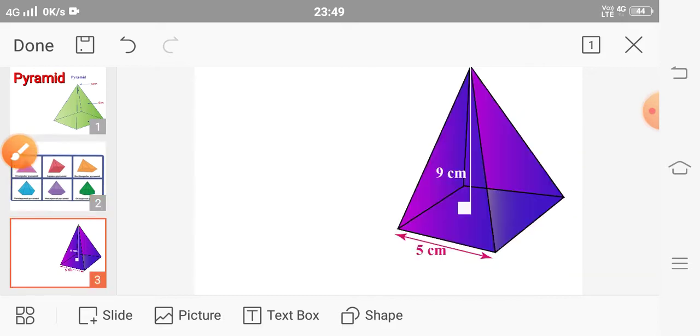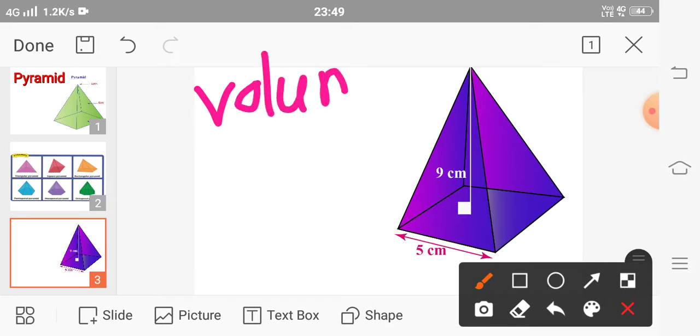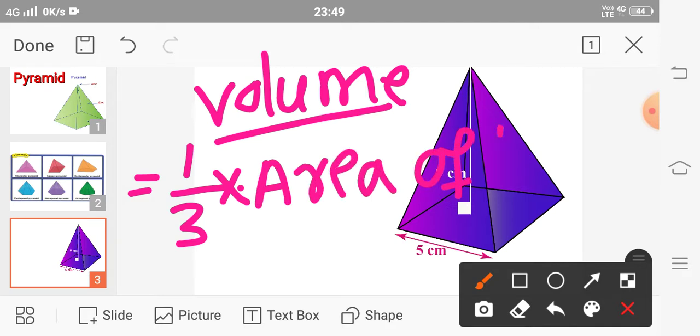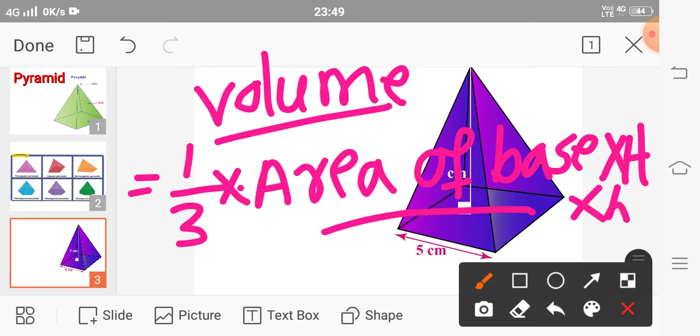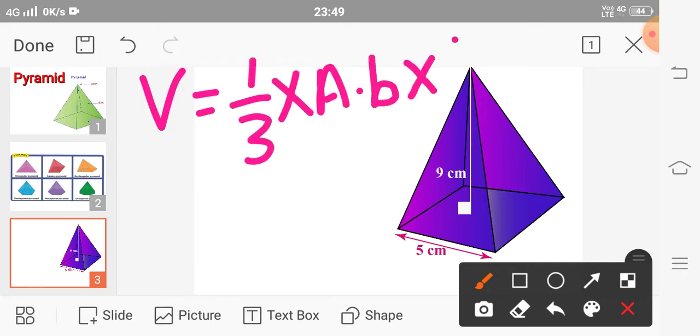Next, volume of a pyramid. Volume. What is the formula for volume? 1 by 3 into area of base into height. 1 by 3 area of base into height is the volume formula. So V equals 1 by 3 area of base into height.